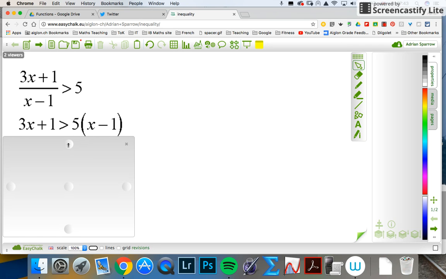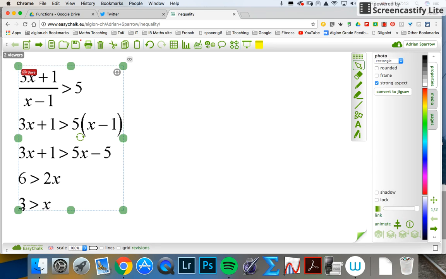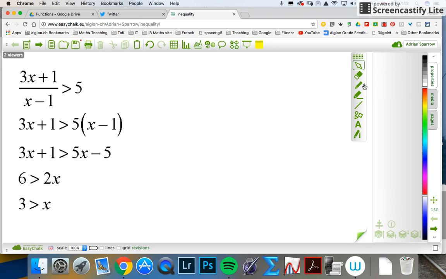3x + 1 > 5, let's multiply both sides by x - 1. Go through that. Let's take away 3x from both sides, and add 5 to both sides, and here is our solution. So x is less than 3, which is fine, but let's try a number in there that's less than 3. Let's make x equal to 0 and put it into here and see if it'll work.